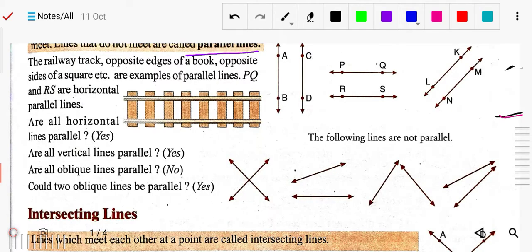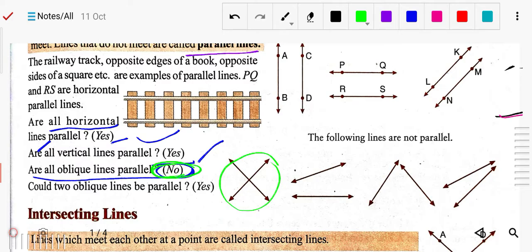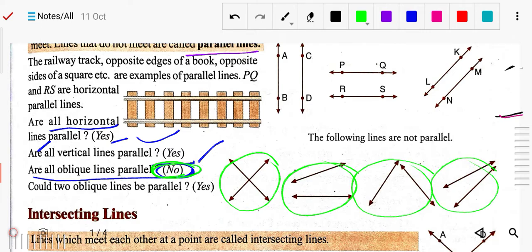You can see examples here. Are all vertical lines parallel? Yes. All horizontal lines are parallel? Yes. If the lines are vertical, they are parallel. If they are horizontal, parallel. Are oblique lines parallel? No. Very important, you should know, when oblique lines are there, they are not all parallel, means they will cut somewhere. See here, these are obliques, they will cross here also, here also.